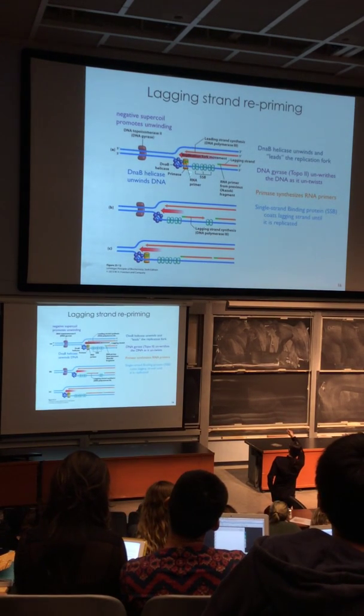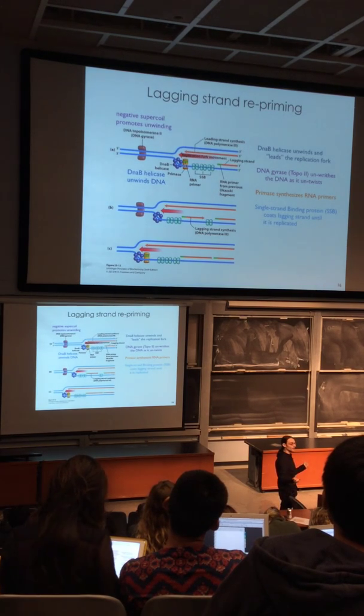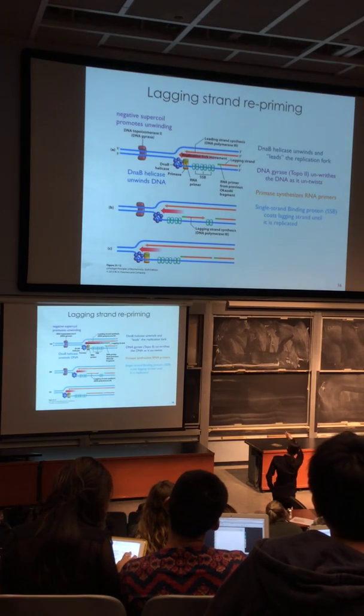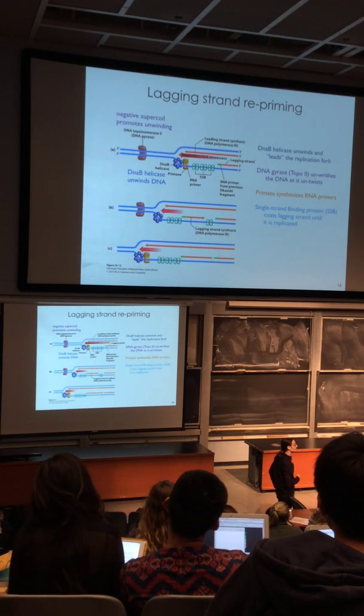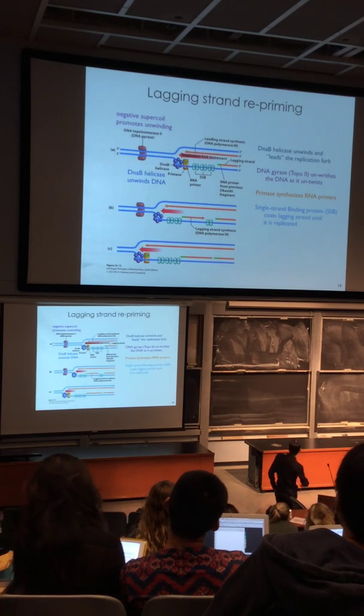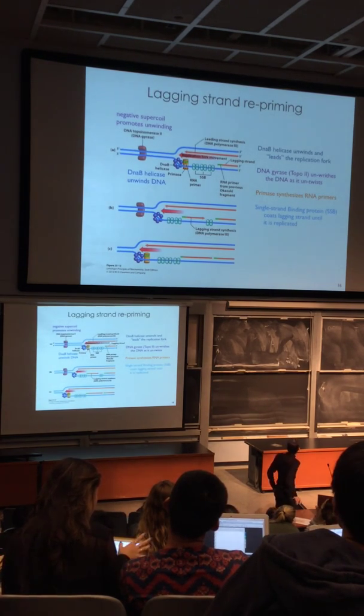In this illustration, there's a DNA helicase that's unwinding the strands of the DNA at the beginning of the fork. And right next to it is this primase that's synthesizing an RNA primer. So on the top strand, the leading strand, the polymerase can synthesize all the way up to the fork itself. But of course, on the lagging strand, there's a region of unsynthesized single-stranded DNA, and the cell protects this with a single-strand binding protein that's coating the lagging strand until it's replicated.